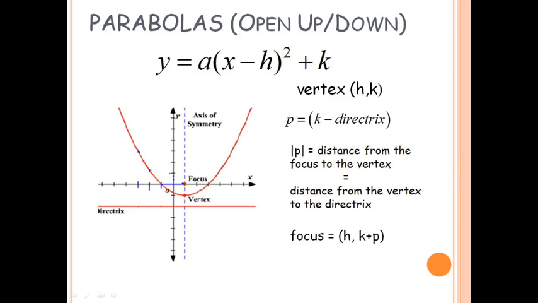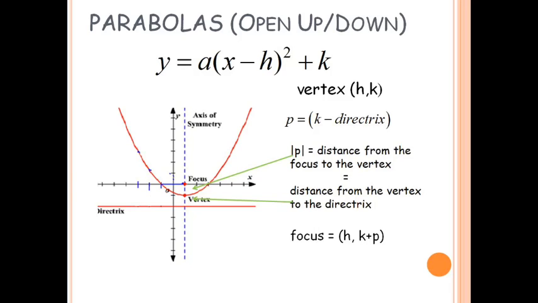Here's some general information. This is a parabola in vertex form, and these parabolas open up or down. Notice the x is inside the parentheses. It is y equals. The vertex is (h, k), and a new thing we're going to learn about is p. p is equal to k minus the directrix. p is the distance from the focus to the vertex, and it's also the distance from the vertex to the directrix. These two are equal.